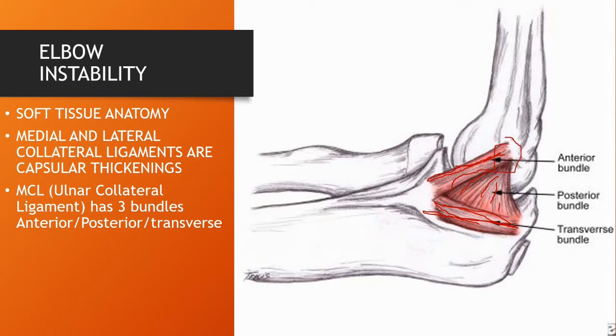And then the primary site of attachment of both the anterior and the posterior is right here on what we referred to prior as the sublime tubercle on the posterolateral aspect of the proximal ulna. And then the transverse bundle simply reinforces both the anterior and posterior bundles of the medial collateral ligament.